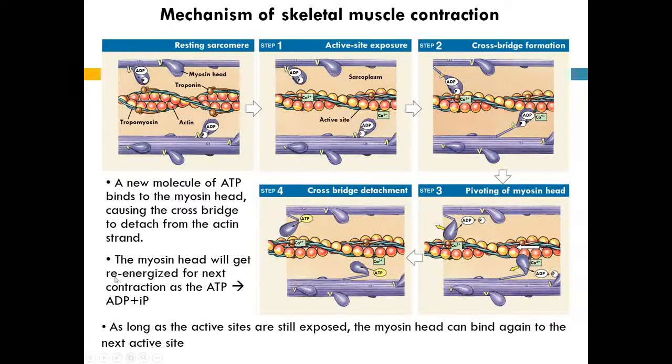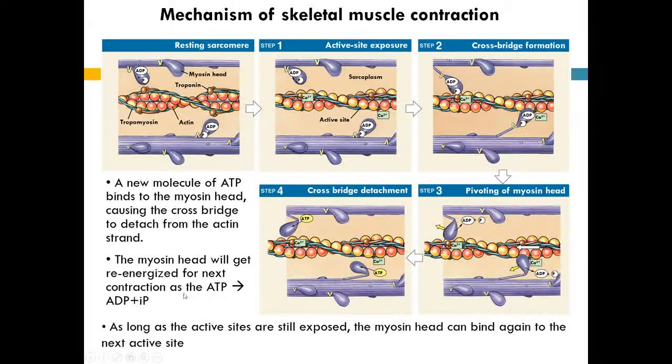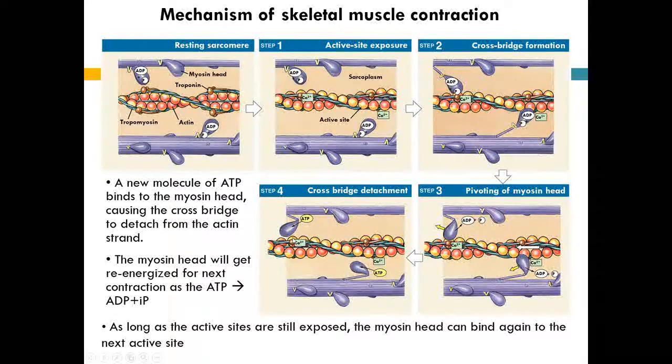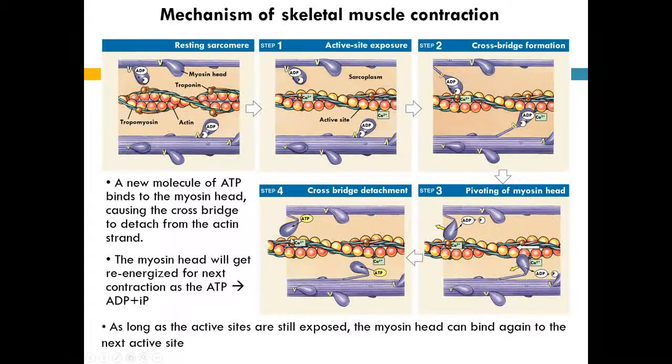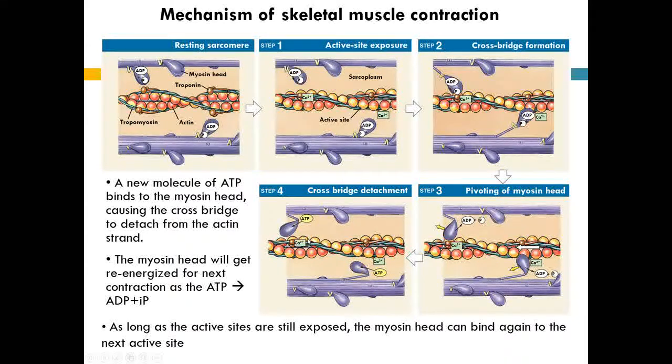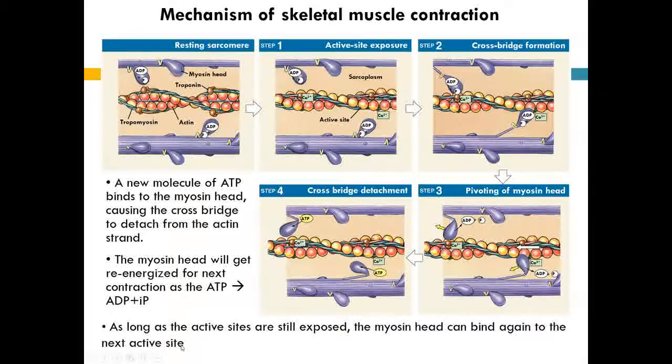So the myosin head will get re-energized for the next contraction as the ATP will again break down into ADP and Pi. Only when a new ATP comes over there will the myosin filament be detached from the active site of the actin filaments. Then, by the use of that new ATP, the myosin head will release from the active site and attach to a new active site of the actin filament. As long as the active sites are still exposed, the myosin head can bind again and again to the next active site. So this is actually what happens in muscle contraction.